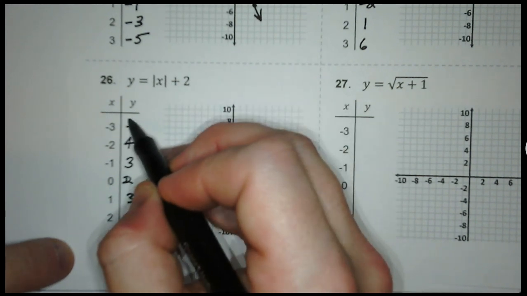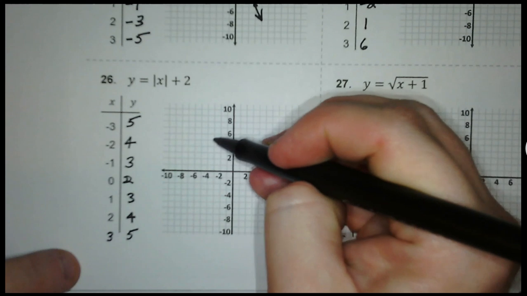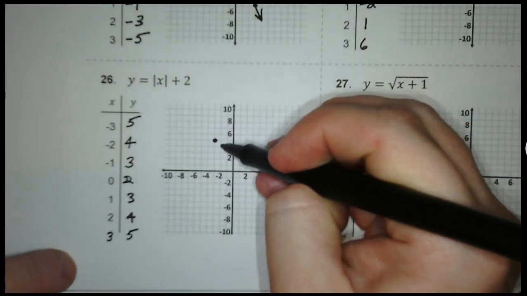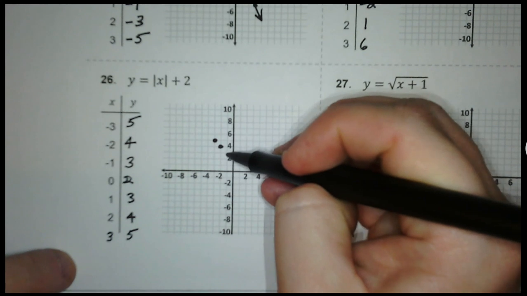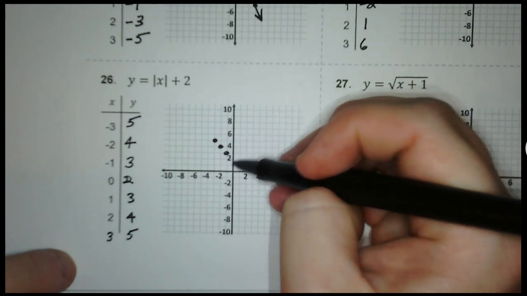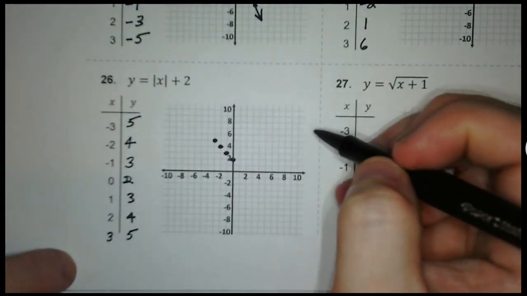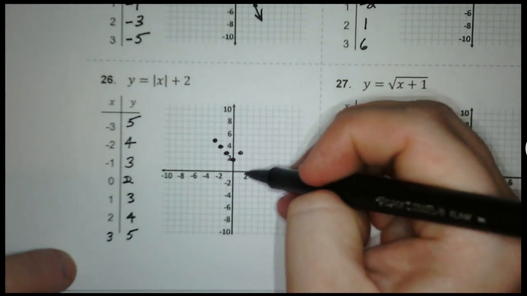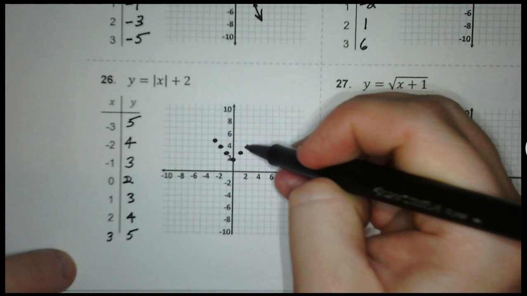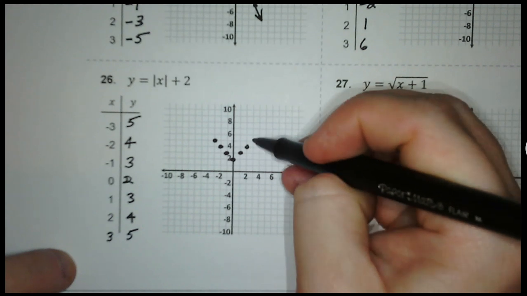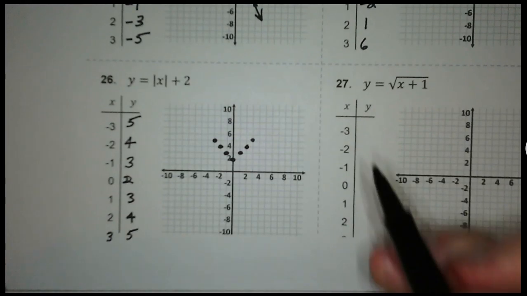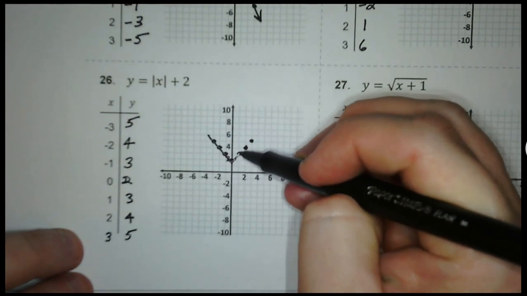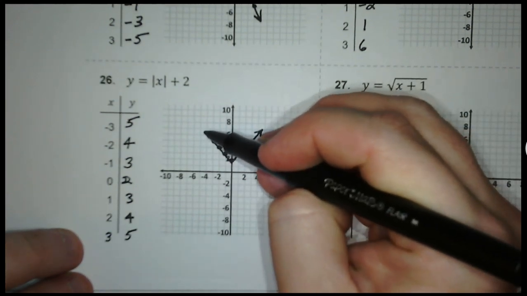Plus 2 is 5. So when you graph all of these, negative 3 comma 5, negative 2 comma 4, negative 1 comma 3, 0 comma 2, 1 comma 3, 2 comma 4, and 3 comma 5. And so look at those dots. This is a V graph.